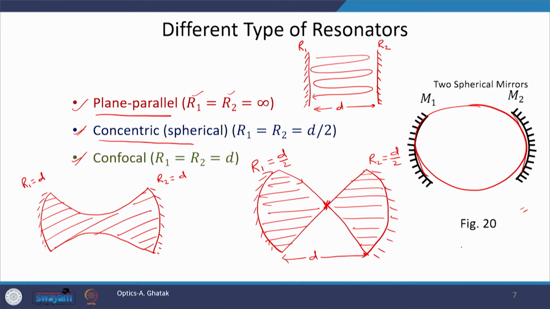But apart from this, there are also resonators in which one mirror is curved while the other is flat. Here the photons will exist in this shaded region. There are other kinds of resonators also, but these are the important ones.